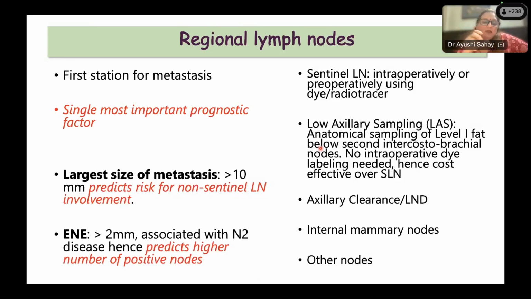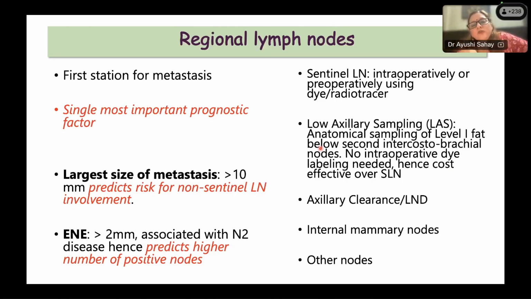So that is why the importance of mentioning the largest size of metastasis in our reports, and presence of extranodal extension more than 2 mm is associated with N2 disease, hence predicts a higher number of positive nodes, hence the importance of mentioning extranodal extension in our reports.